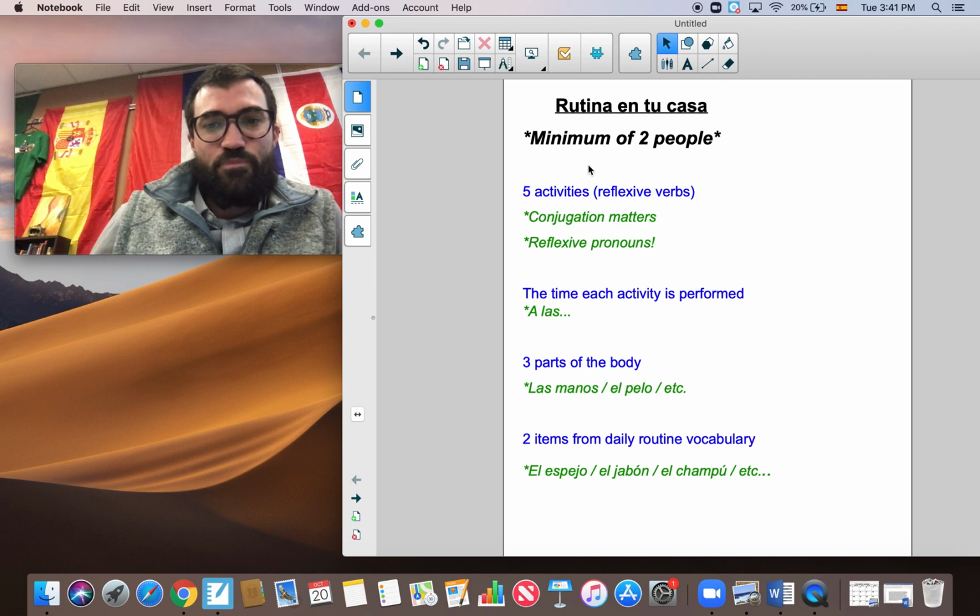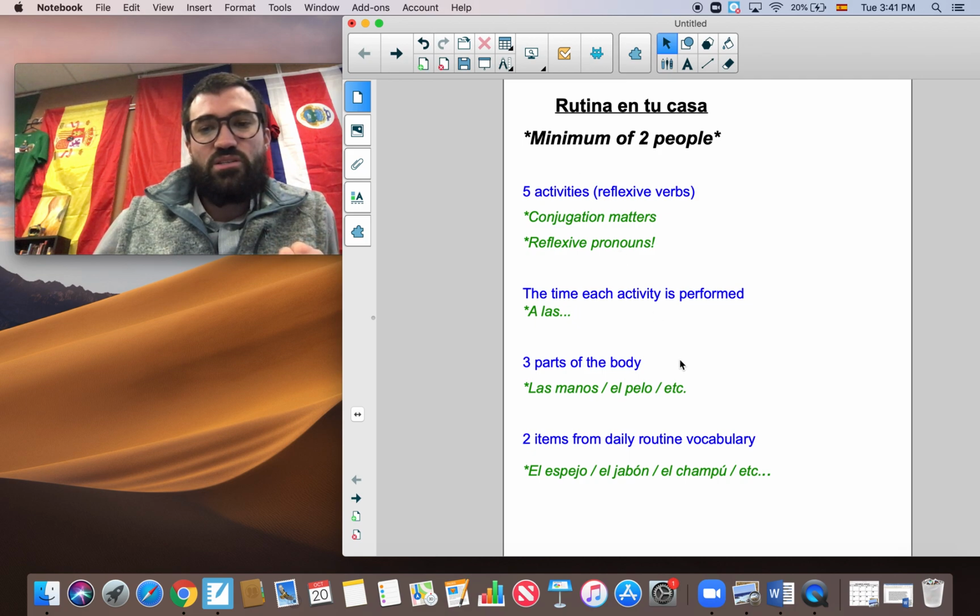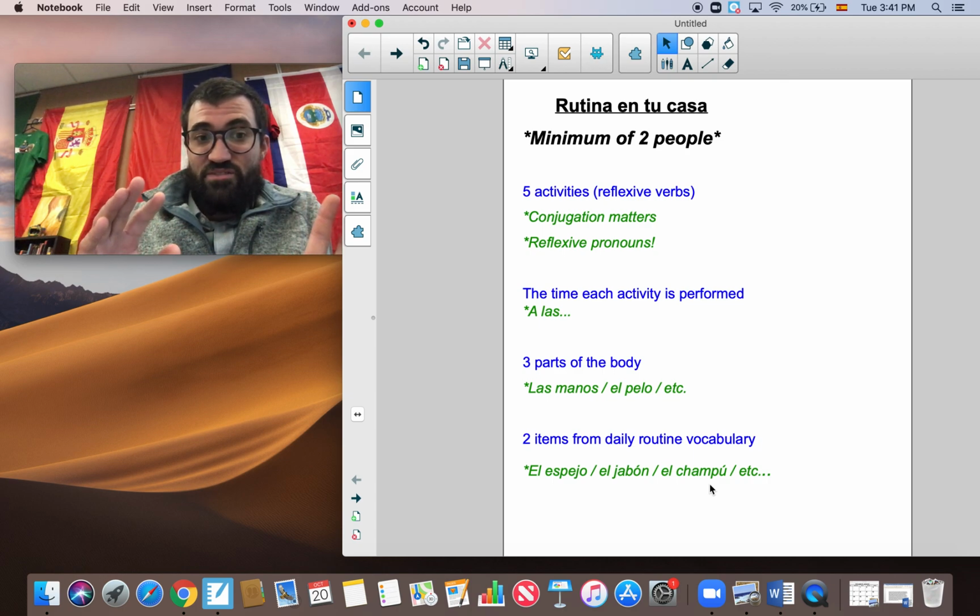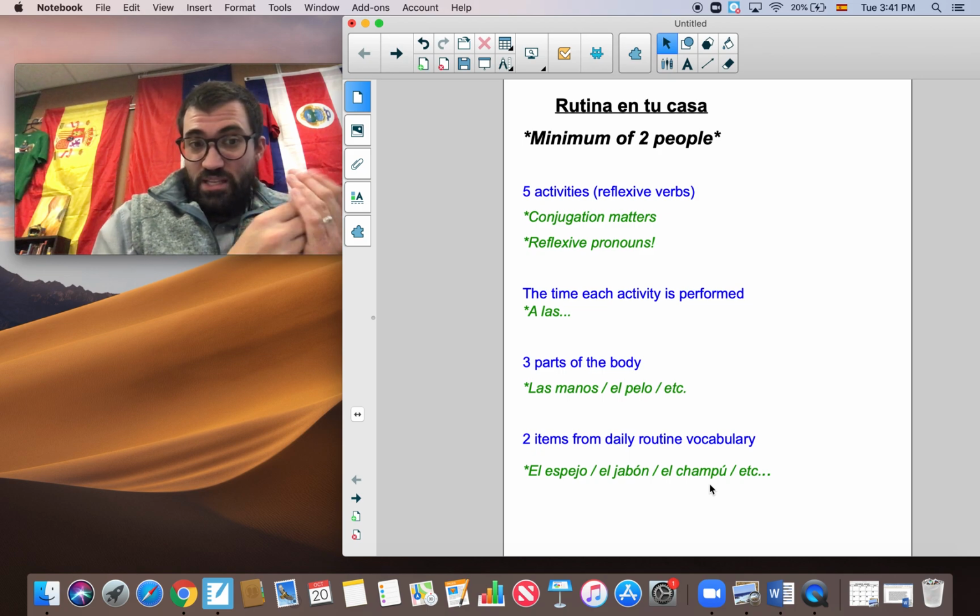See? So these are all of the things that I need to hear when you're talking to me about la rutina en tu casa y mínimo 2 personas. See? So tell me about all of these things. See? Now, if you're missing something crucial, we're using Spanish the whole time. I will prompt you several times to try to get parte del cuerpo. Te lavas, ¿qué parte del cuerpo te lavas?